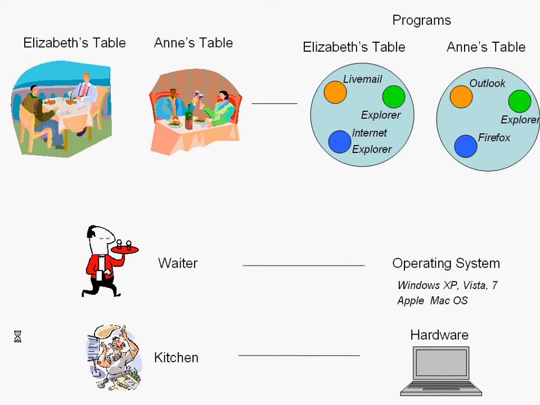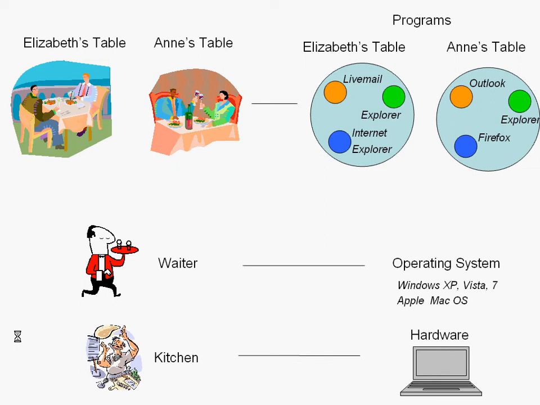Now, it turns out that computers, because they were originally designed to serve many people at once, were called multi-user. And you still see this when you log onto a Windows screen. It says, which user do you want to log in as? And that's because multiple users can be running their own programs, which is totally analogous to Elizabeth's table. Running on Elizabeth's table, there are various programs running. Let's say those are the plates. And then on Anne's table, she has various programs running, and those are her plates.